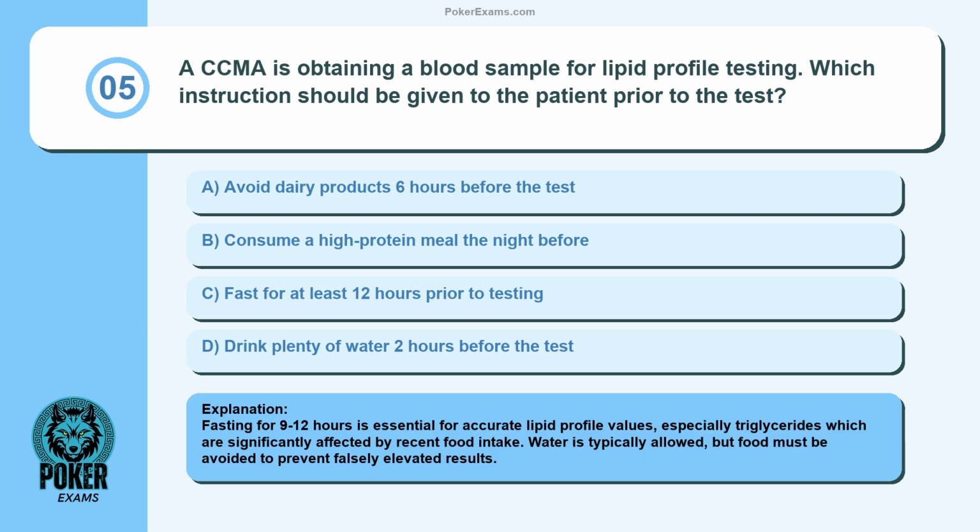Fasting for 9 to 12 hours is essential for accurate lipid profile values, especially triglycerides, which are significantly affected by recent food intake. Water is typically allowed, but food must be avoided to prevent falsely elevated results.